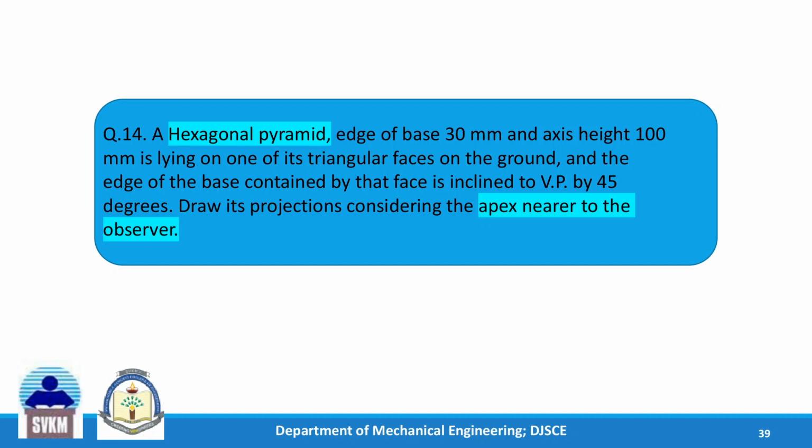So it would be solved like the previous sum, except the third step orientation. We will keep the apex nearer to the observer in the third step top view, and then accordingly draw the front view for the third step. Let us see the solution here.